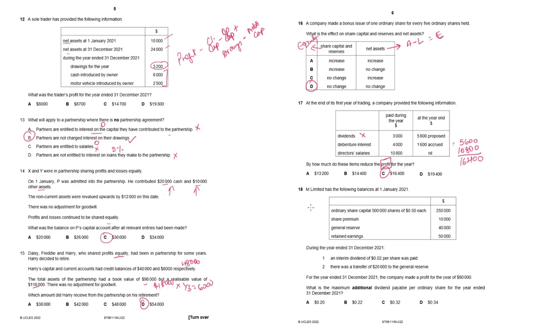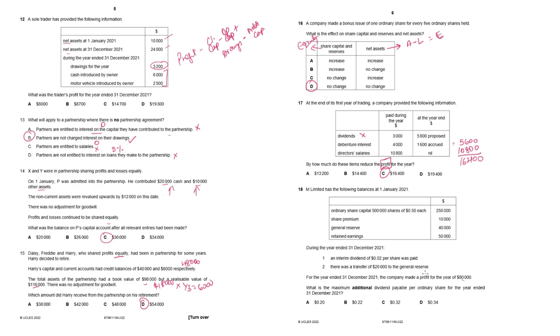18th, M Limited has the following balances on 1st Jan 2021. Ordinary share capital 500,000, share premium, general reserve, retained earnings. During the year, an interim dividend of $0.02 per share was paid. A transfer to general reserve happened. The company made a profit of 80,000. What is the maximum additional dividend payable per ordinary share?